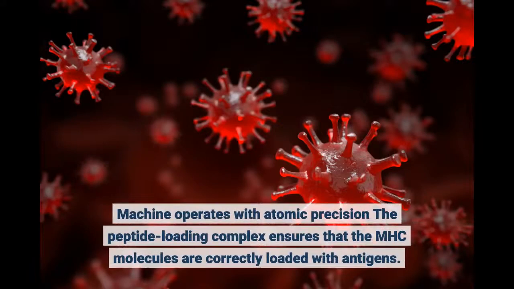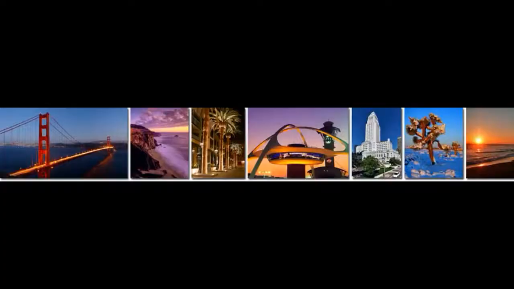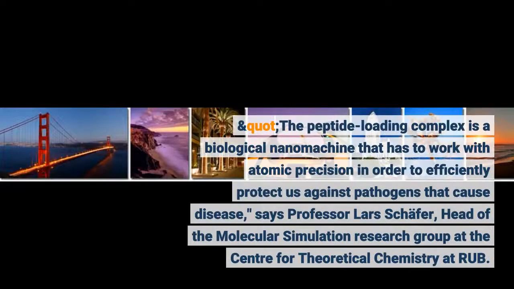Machine operates with atomic precision. The peptide loading complex ensures that the MHC molecules are correctly loaded with antigens. "The peptide loading complex is a biological nanomachine that has to work with atomic precision in order to efficiently protect us against pathogens that cause disease," says Professor Lars Schäfer, head of the Molecular Simulation Research Group at the Center for Theoretical Chemistry at RUB.